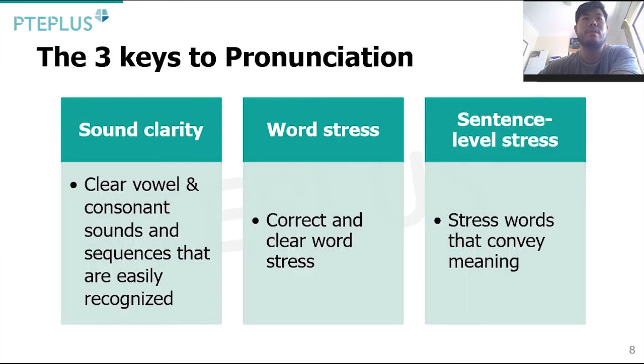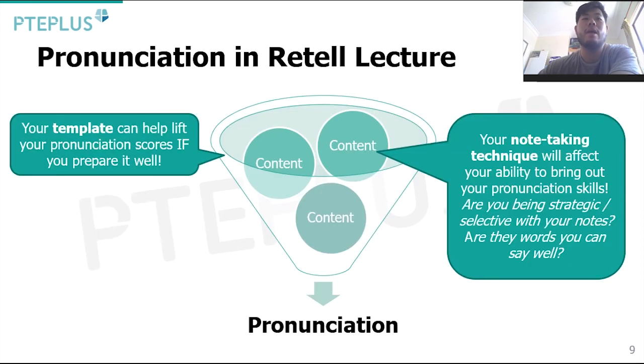So, there are also 3 keys to pronunciation. We start off with sound clarity. Having clear vowel and consonant sounds and having clear syllables that are connected is the key to sound clarity. Next, we have word stress, having correct and clear word stress. And finally, we've got sentence level stress. This means stressing words that convey meaning, and unstressing function words that don't have meaning.